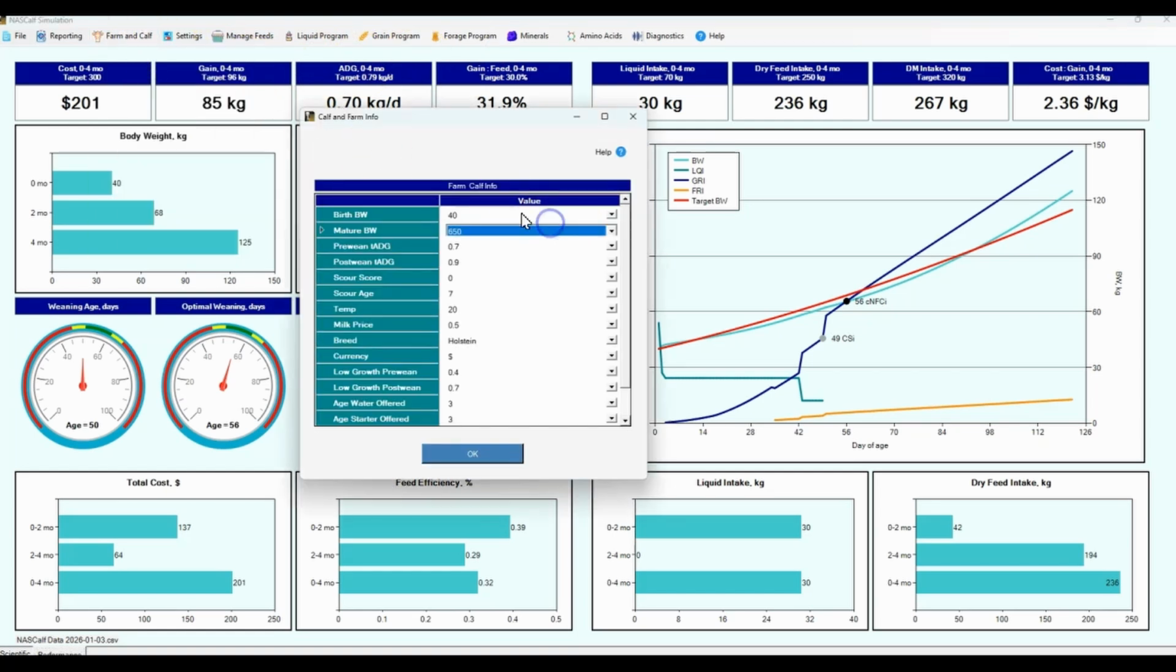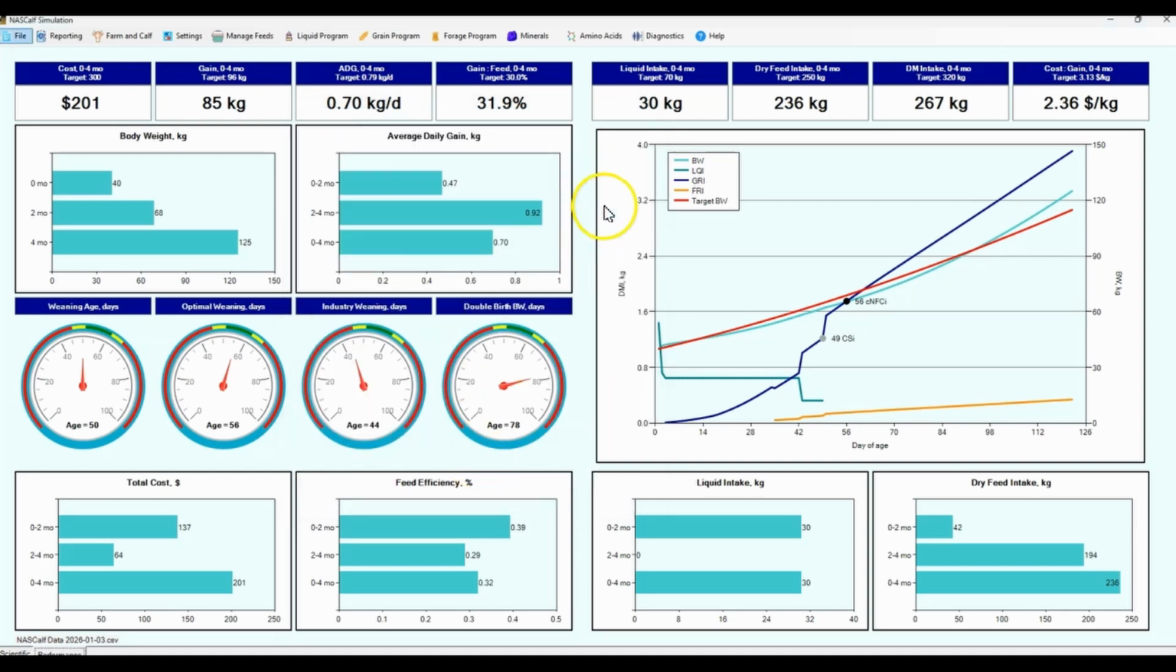Here, I'll adjust birth body weight and set mature body weight at 650 kilograms. Weaning occurs on day 49, so I'll set a target gain of 0.7 kilograms per day from birth to weaning and 0.9 kilograms per day for after weaning. We'll leave scours and temperature effects unchanged for now, and those are covered in other demonstrations. After clicking OK, we can review the results.